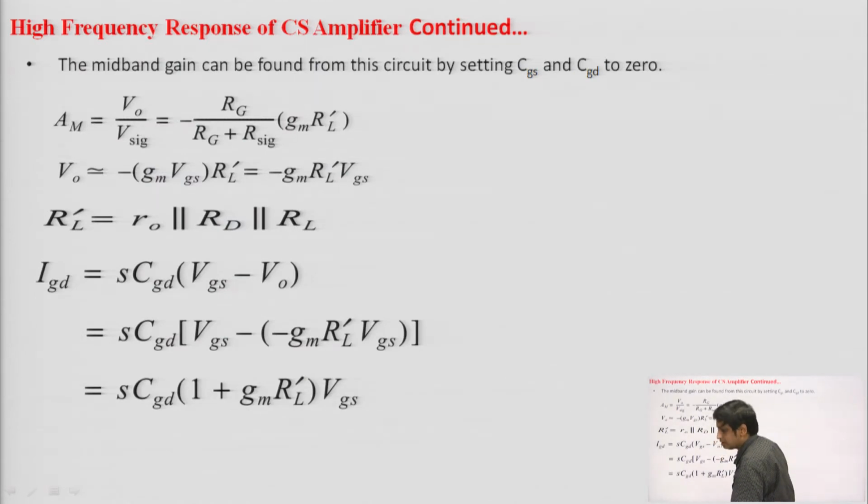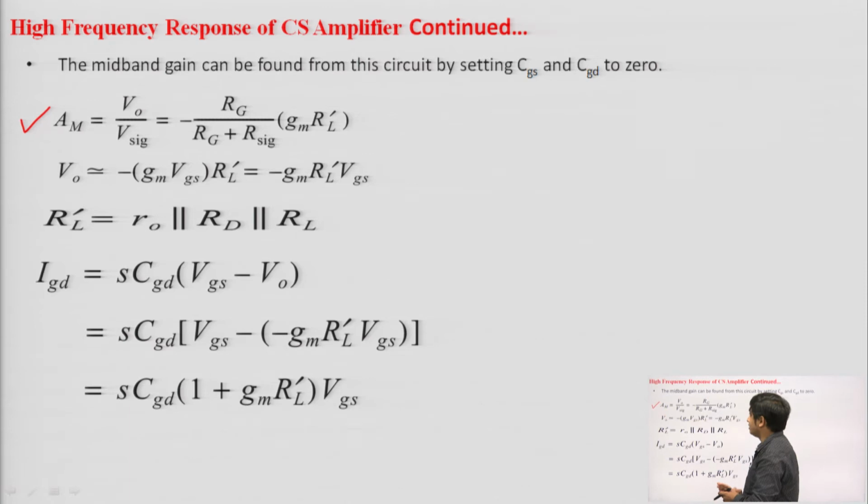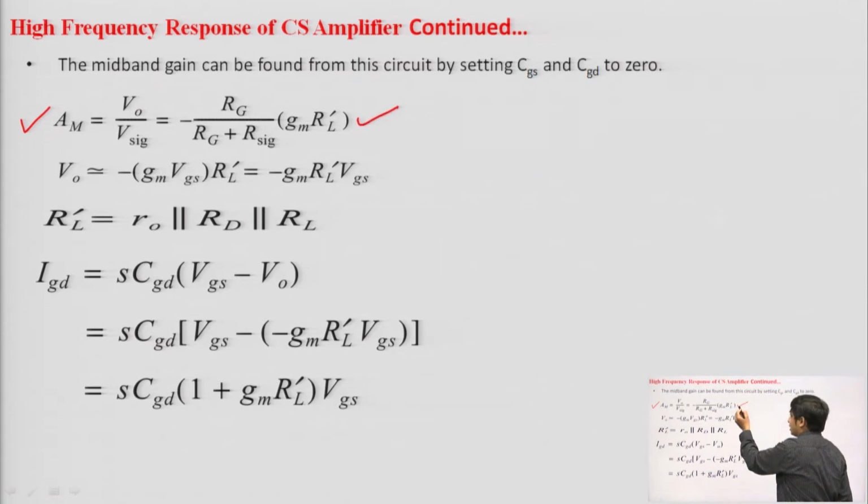Now, coming to the calculation part, we can easily calculate the midband gain, V naught upon Vsig. We have already calculated it in unit 1. In unit 1, we calculated the overall voltage gain, Gv, and here that Gv is represented by Am, the midband gain. But the point is that we get this expression when we do not consider Cc1, Cc2 and Cs, the coupling capacitors and bypass capacitors.